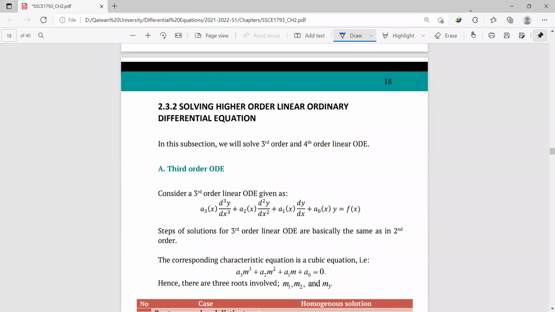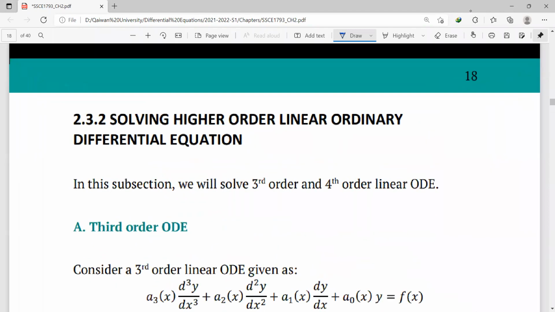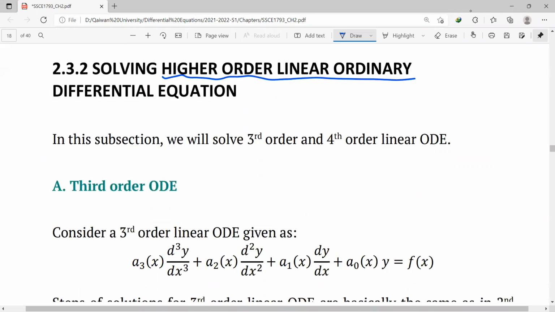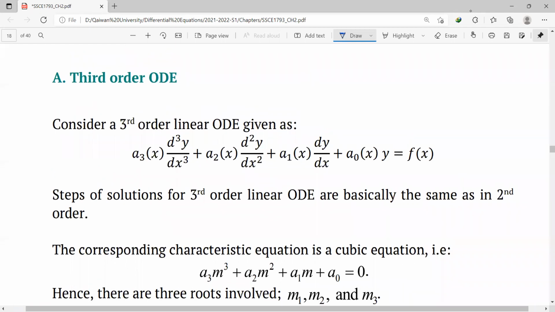We now have solving higher order linear ordinary differential equations. Up to now, we talked about those differential equations which are order 2. I mean, we just talked about second order linear ordinary differential equations. But now we talk about solving higher order linear ordinary differential equations. That means if you have, let's say, order 3, order 4, and so on, any order of differential equation.